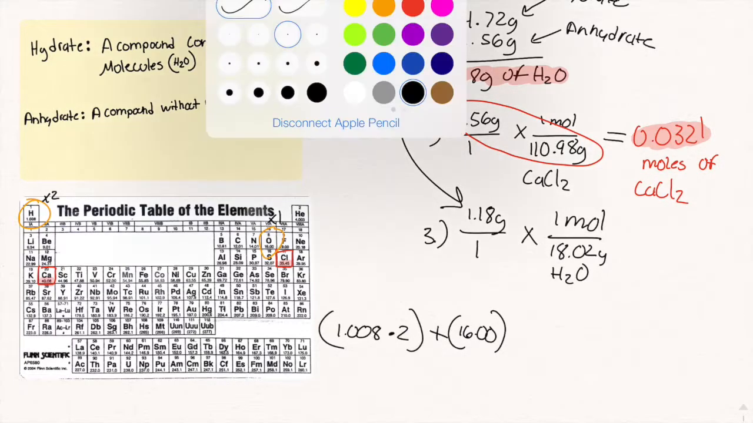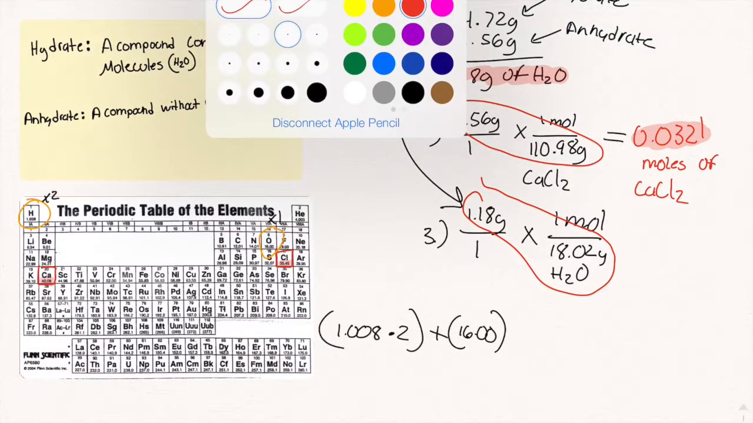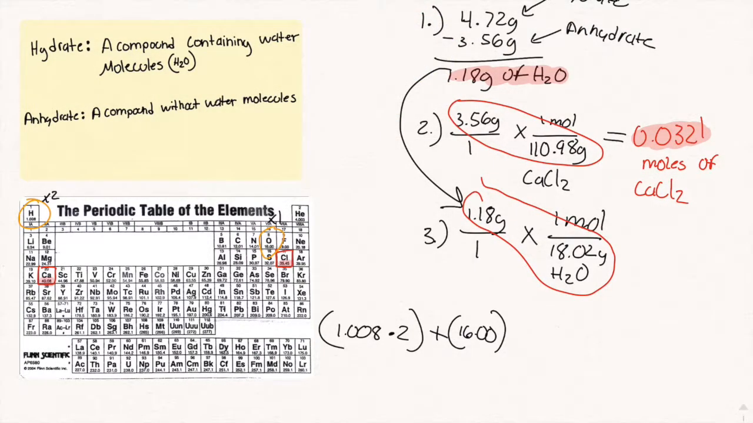Alright, so like in stage 2, we're going to do 1.18 divided by 18.02. And you should end up with 0.0655 moles of water. So now we have the moles of calcium chloride and the moles of water. There's one more step of the process that we're going to take care of.